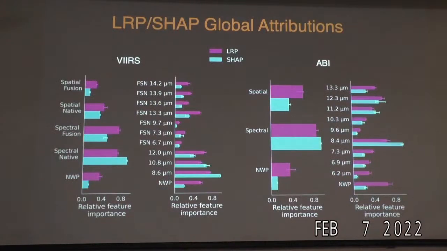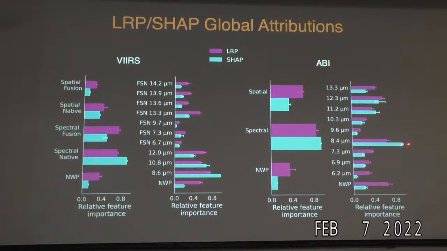Okay, we're going to step back and look at global attributions from both of these methods, simply averaging over all the predictions that we made. I'm not going to talk about differences between these two methods, because that requires a long explanation of how they both work. But I'll point out a few things. 8.6 is the most important, followed by 10.8, 12, and 13.3. Spectral information is much more important than spatial information. Spatial information is more important than NWP information.